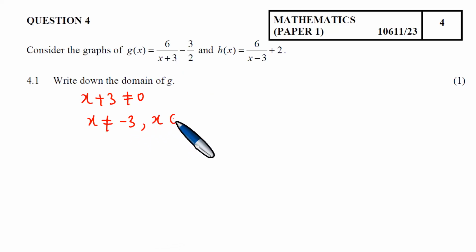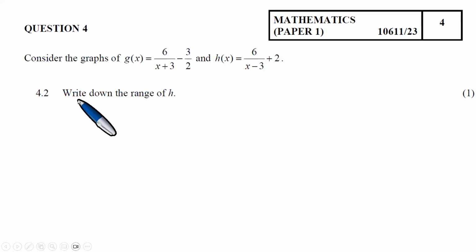Understand that x is not equal to minus 3, but x is an element of the set of real numbers. Remember we are dealing with the domain of the function g. We have nothing to do with h when it comes to the domain for this particular question, for 1 mark. At this point, we must be able to write down the range of the function h.